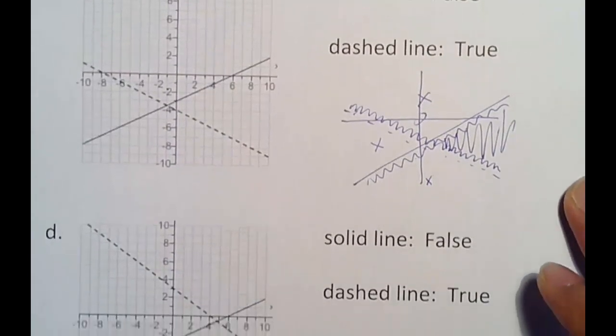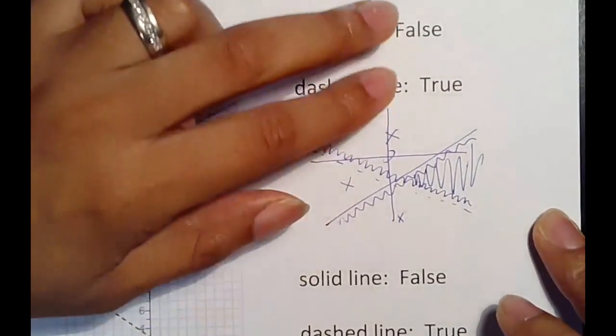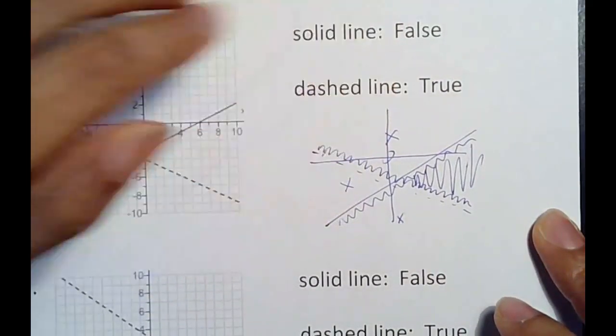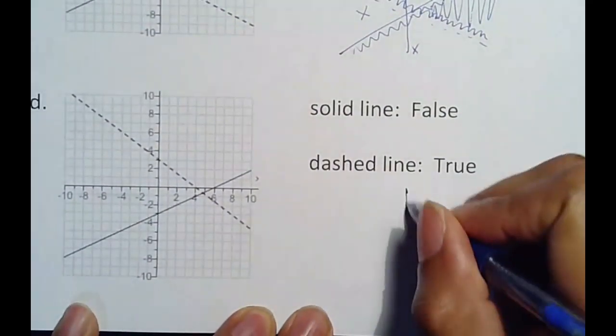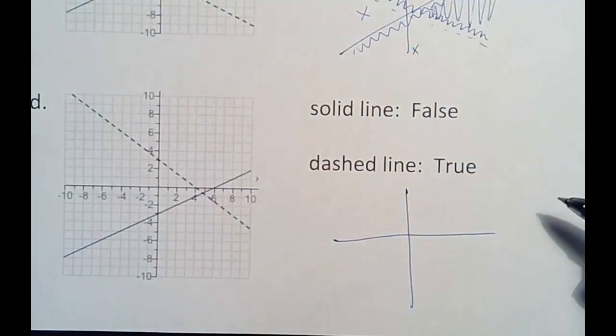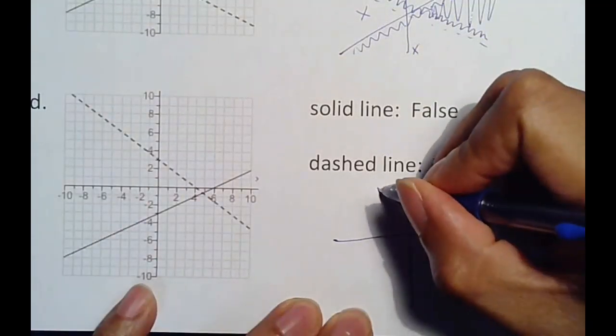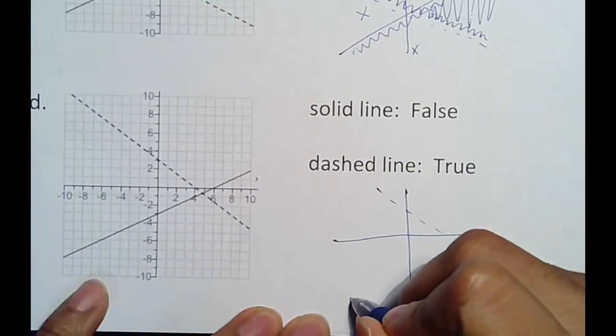Alright. I chose D for a reason, because it has the same two options, solid line false, dashed line true, but I want you to understand that it doesn't always go to the same spot whenever the relationship of lines changes. So this time your dashed line is above 0, 0, and your solid line is below.